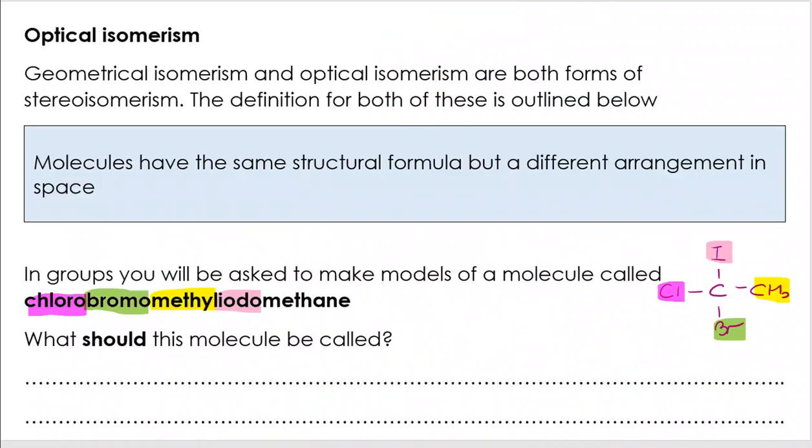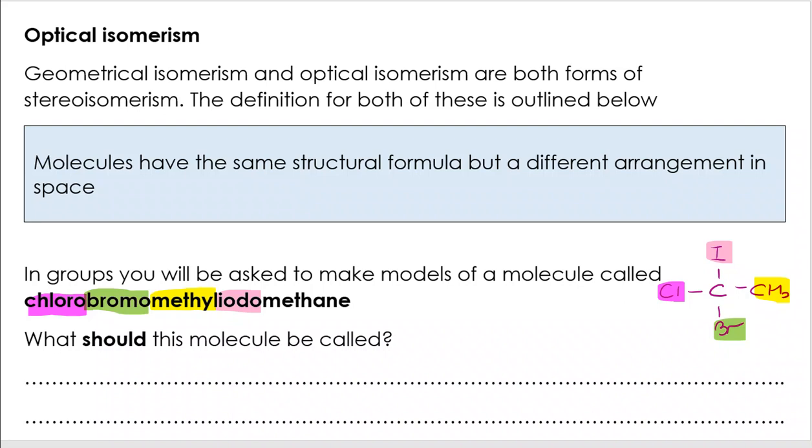Okay, so we're going to move on to optical isomerism. In this case, it's another type of stereoisomerism, but it's the same definition: the same structural formula, but a different arrangement in space. The first question here is actually about careless errors in nomenclature. What should chloro, bromo, methyl, iodo, methane be called?